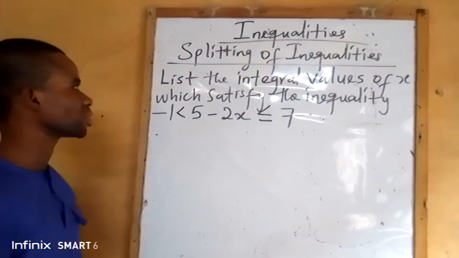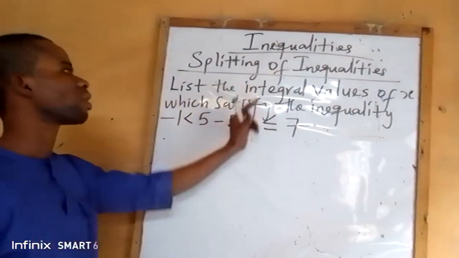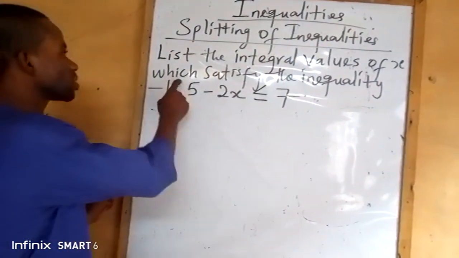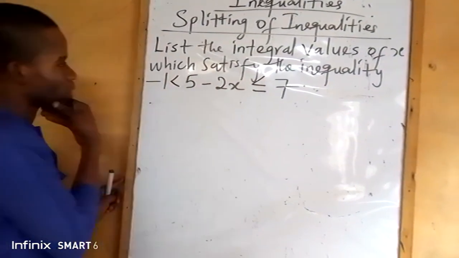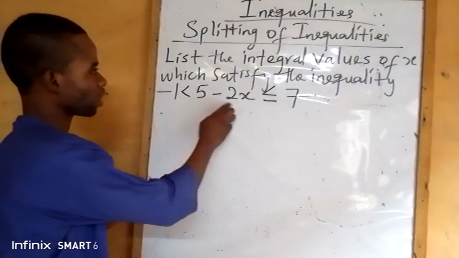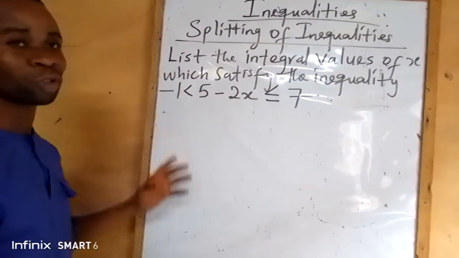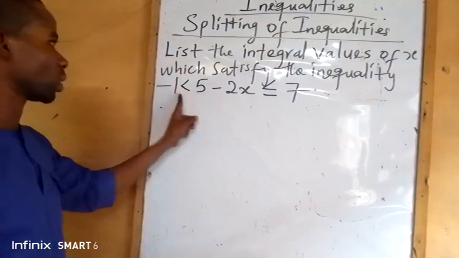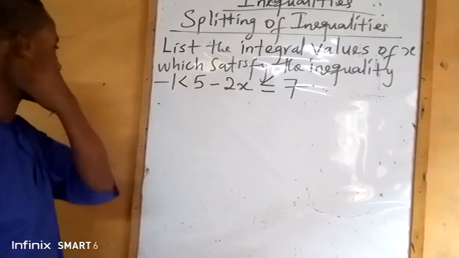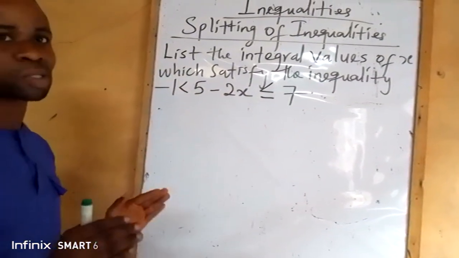Splitting of inequalities: list the integral values of x which satisfy the inequality minus 1 less than 5 minus 2x less than or equals to 7. This kind of inequality, where you have two inequality signs, less than and less than or equals to, means you have to split it into two.